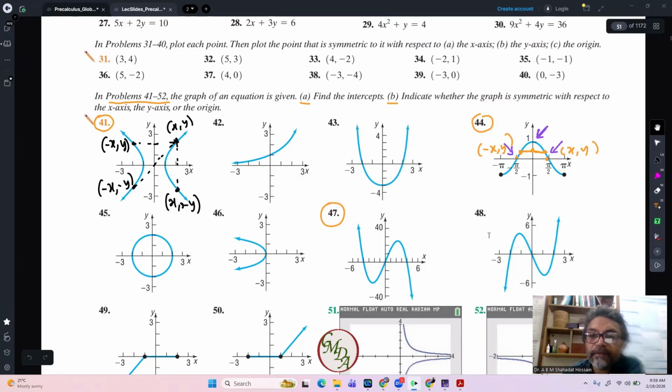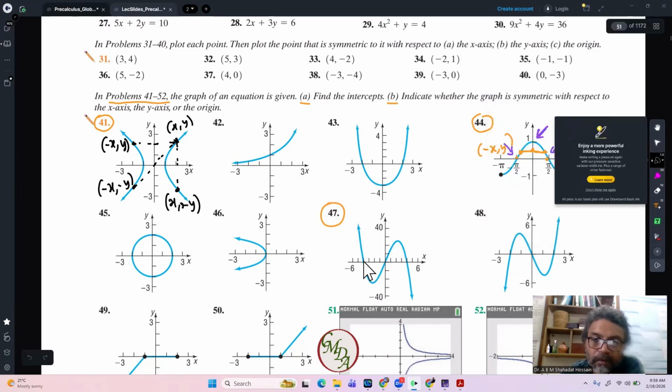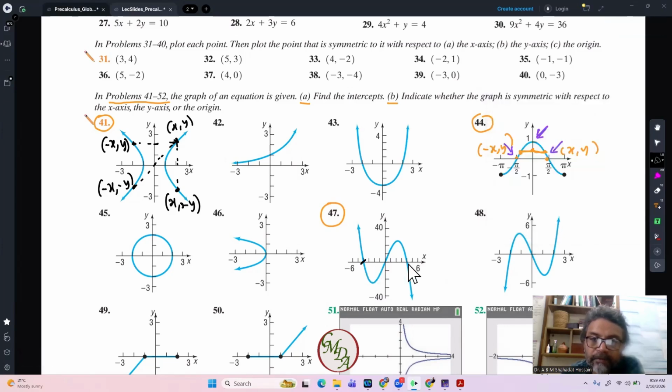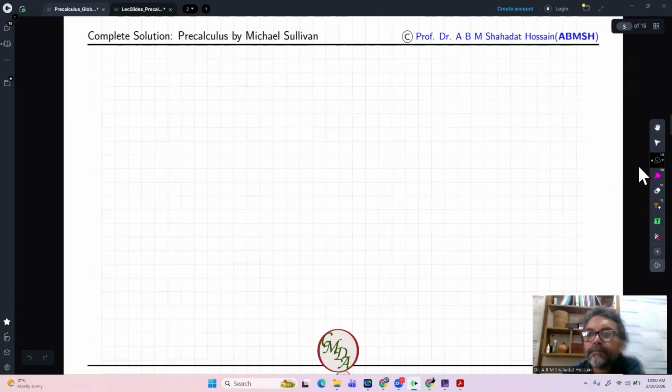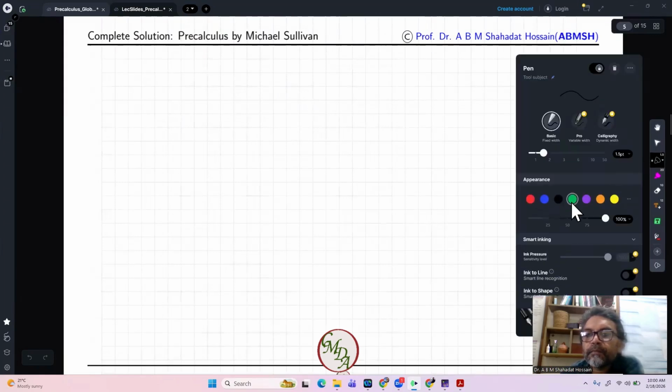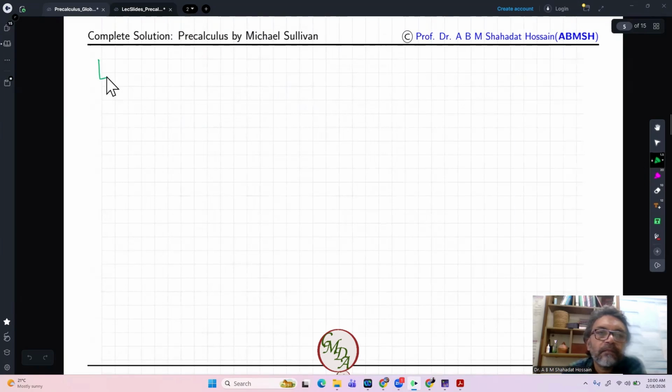So in 47, we can see the graph crosses the x-axis at -4 and +4 and also at 0. And the y-axis as well, it crosses at the point 0. So the intercepts for question number 47.